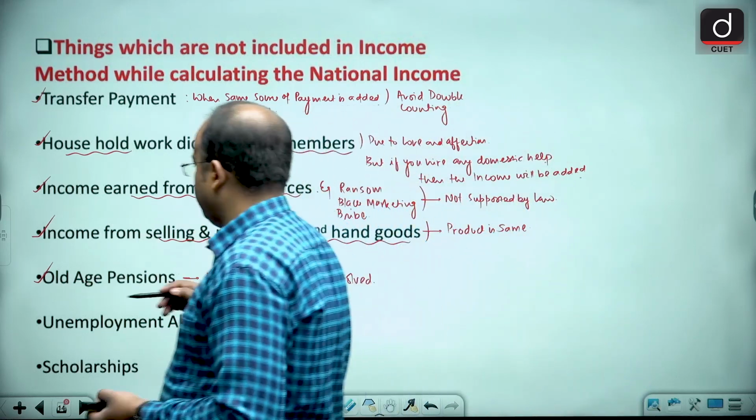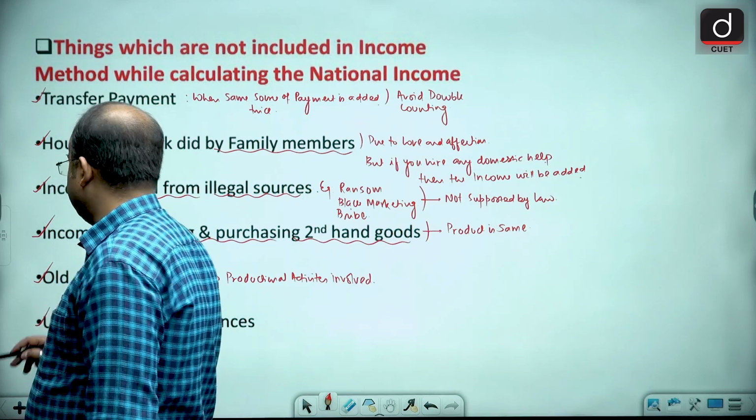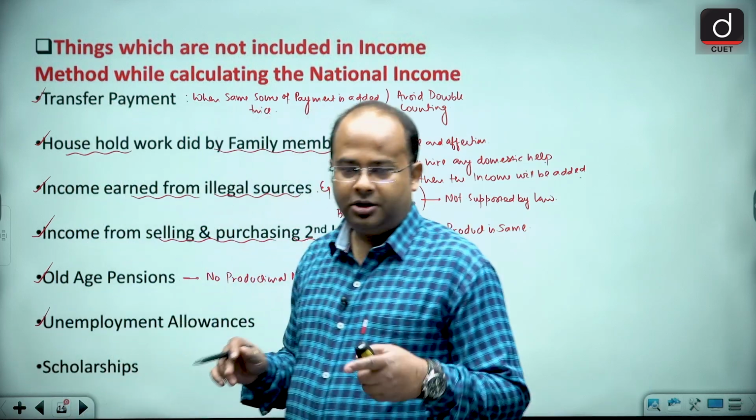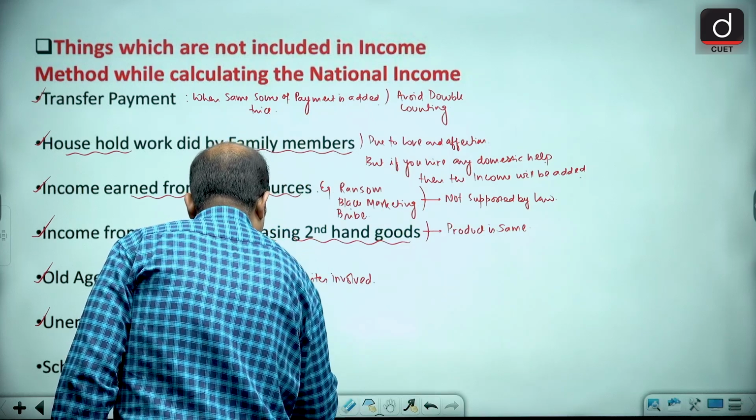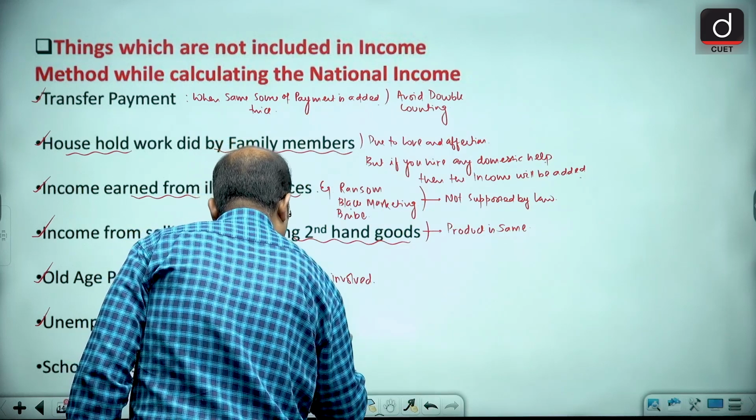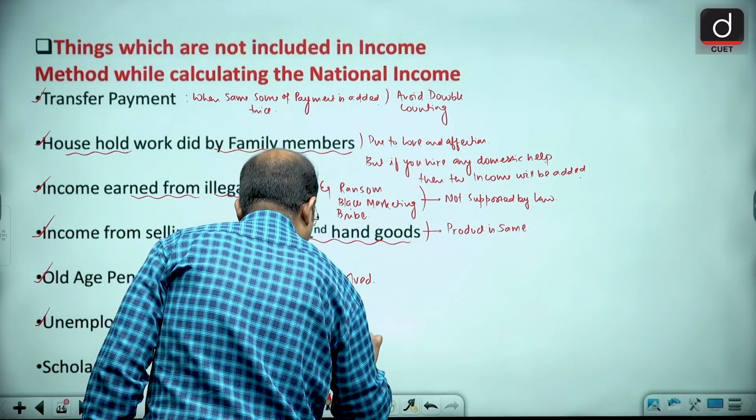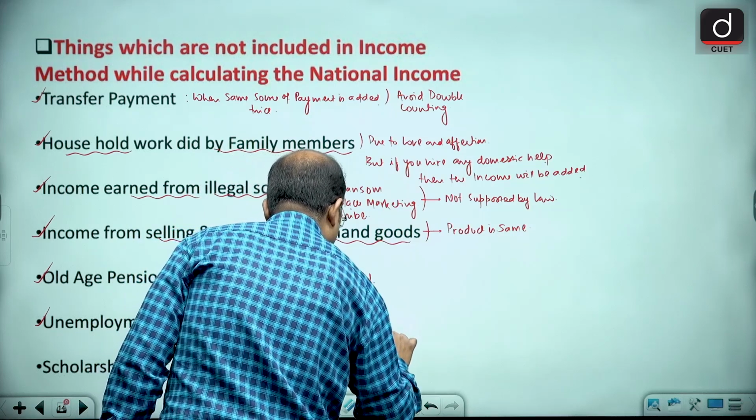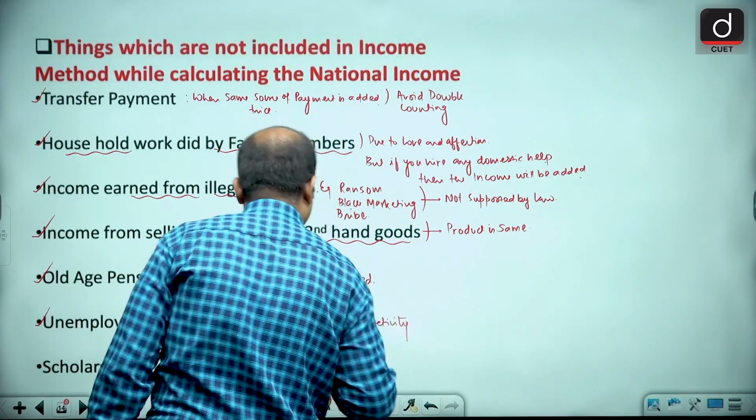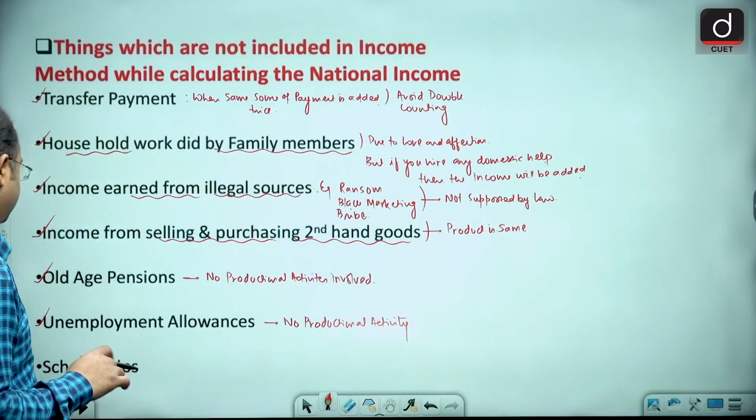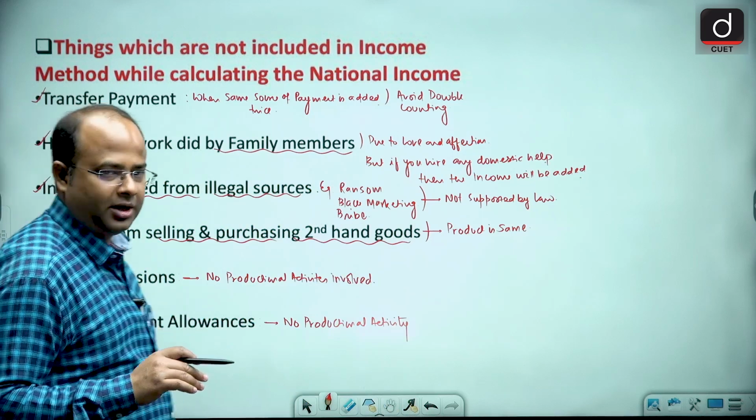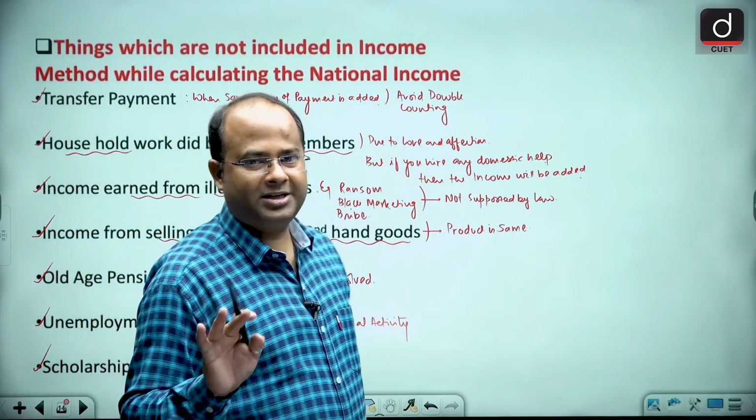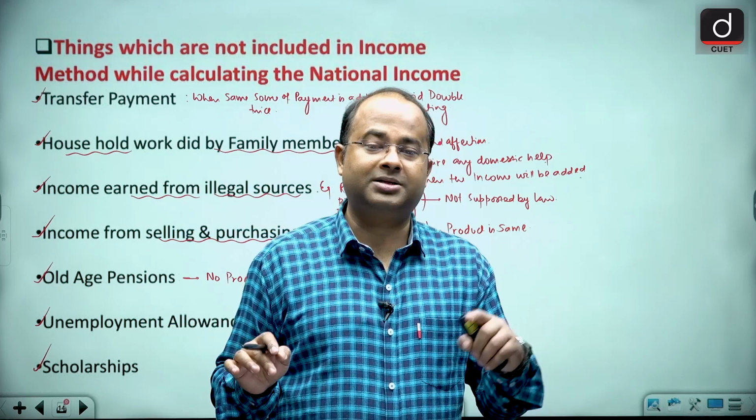Next is unemployment allowances, which is given in some countries. Same condition, no productional activity is involved. Therefore, scholarships. Another example is the scholarships. Scholarship also has no productional activity in terms of commerce involved.